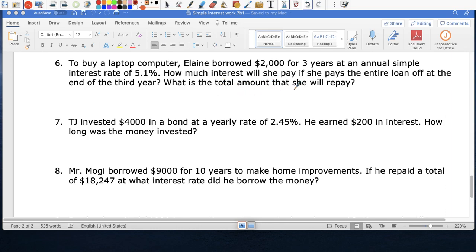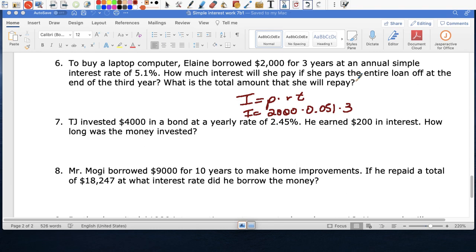To buy a laptop, Elaine borrowed $2,000 for 3 years at an interest rate of 5.1%. How much will she have to pay in interest, and what is the total amount she paid? All right, so again, I equals PRT. She borrowed $2,000, and she agreed to an interest rate of 0.051, and she did it for 3 years.